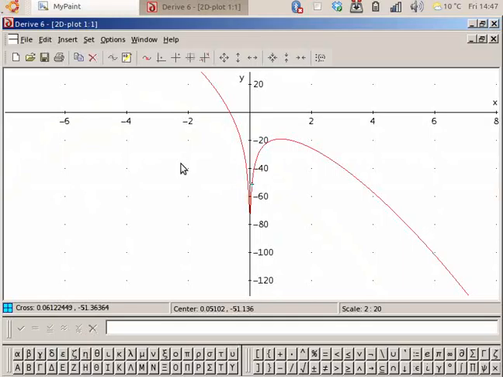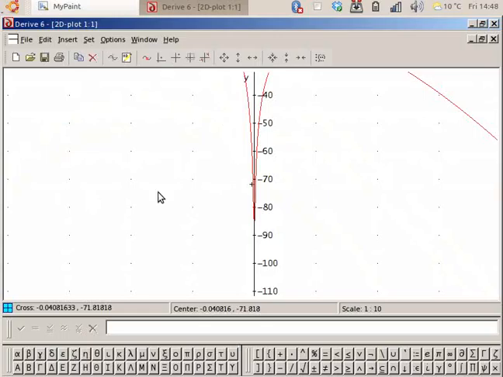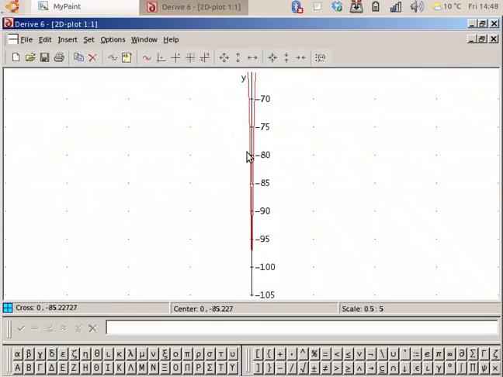So where would you say the minimum is? Looks like minus 70. Okay. So let's zoom in there. All right, where do you think it is now? Minus 85. All right, let's zoom in on that. So all right, where's it now? Minus 95. So can anybody see what's happening here?